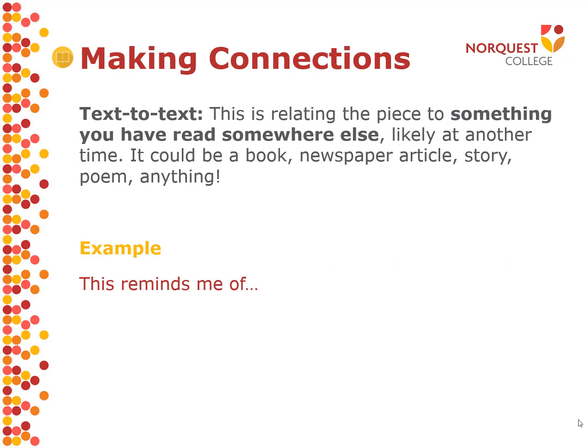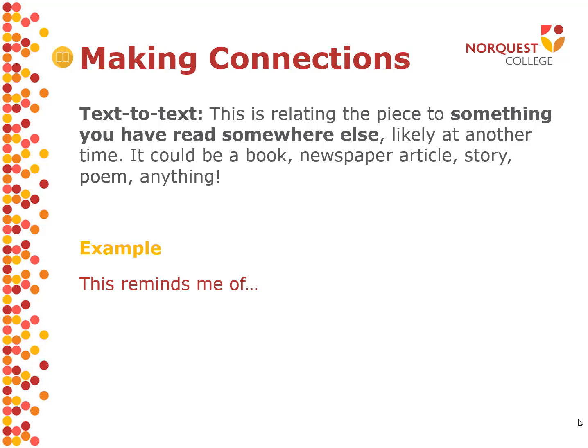Next, we can make a text-to-text connection. This is when you relate the piece to something you've read somewhere else, likely at another time. It could be a book, a newspaper article, a story, a poem, anything else you've read. The idea is to connect something in this text to something you've read at some other time.